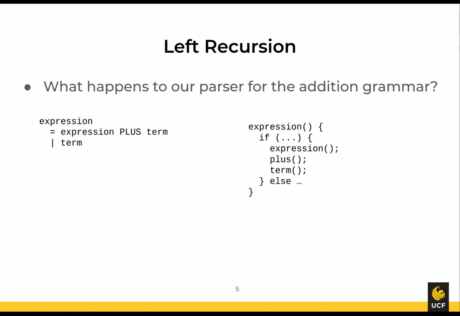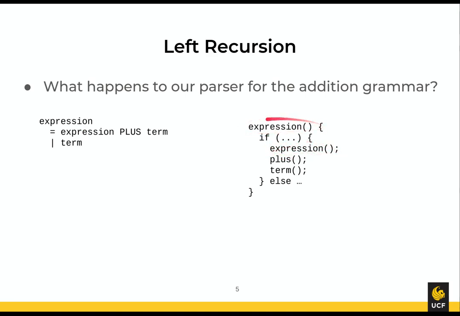So where can this go wrong? What about for this production where expression can be expanded to expression plus term? Let's assume we can somehow distinguish between expression and term. We know expressions start with numbers. Let's say we have some if statement that distinguishes between them. Here's how we would implement the recursive descent parser for this expression production.